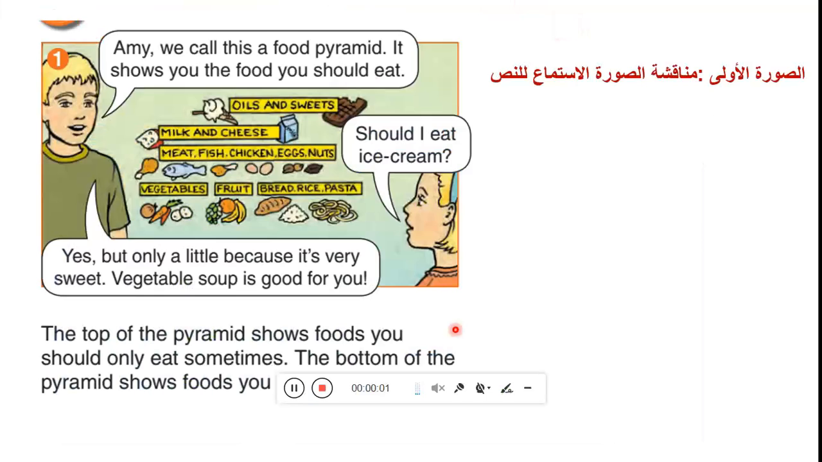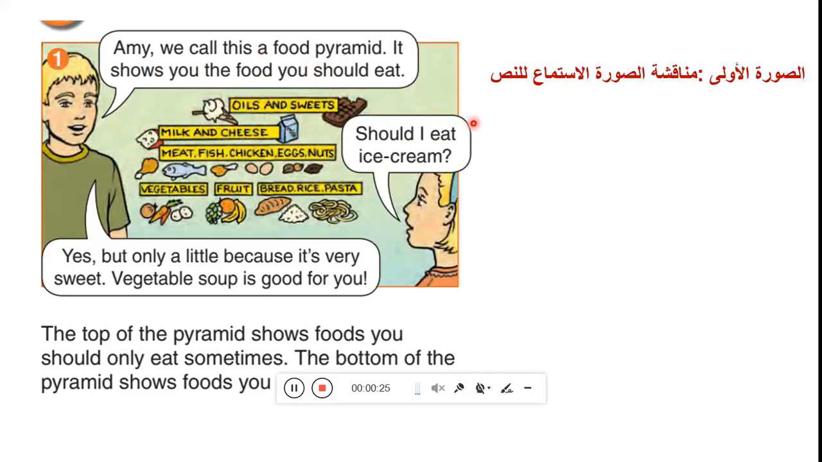Now, dear students, let's take a look at our new text, which is about healthy food. Today, inshallah, we're going to talk in our text about healthy food. And here we have picture number one. We're going to look at these pictures one by one.